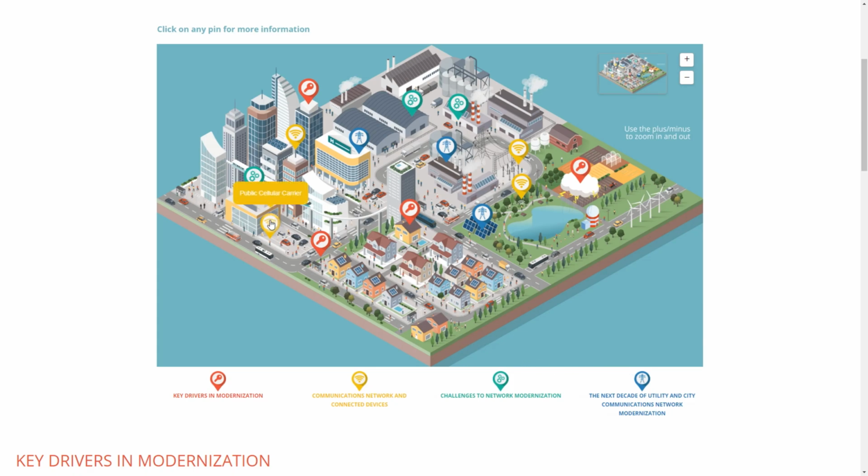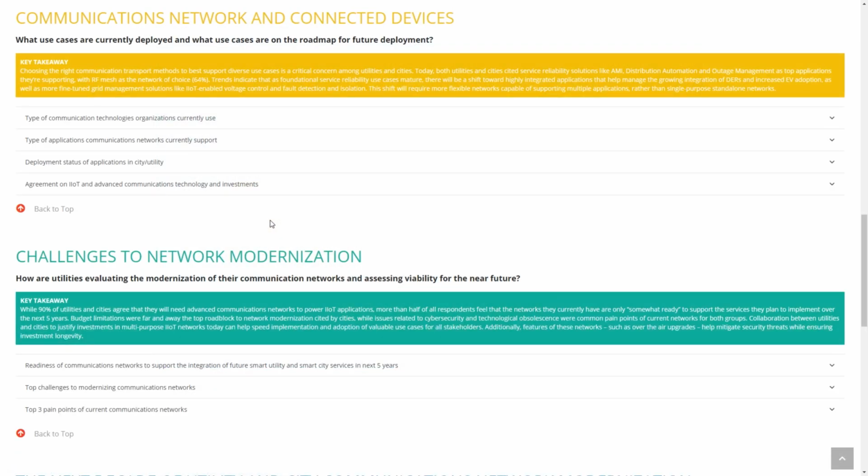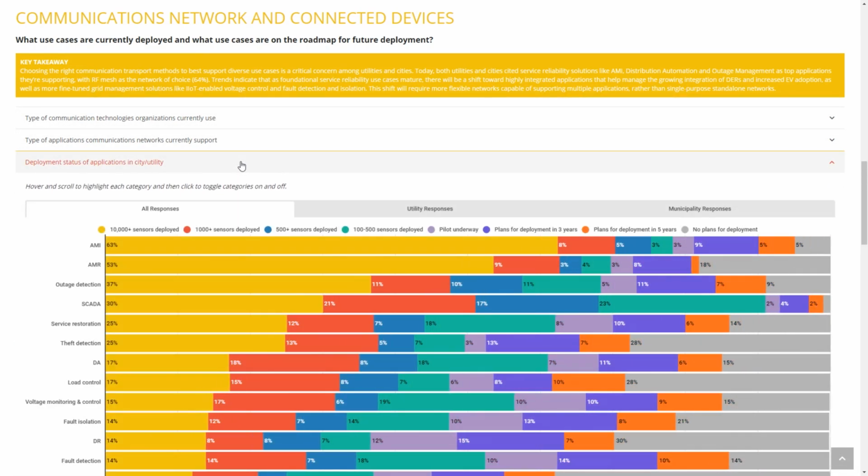Let's go with public cellular carrier here. So as you can see, it's taken us to the collapsed series of data sets in the Communications Network and Connected Devices section. Each section in the infographic has a key takeaway as well as several charts. Let's just click on one. So I think this is one of the most important charts in terms of pulse of the industry, at least in regards to this infographic.